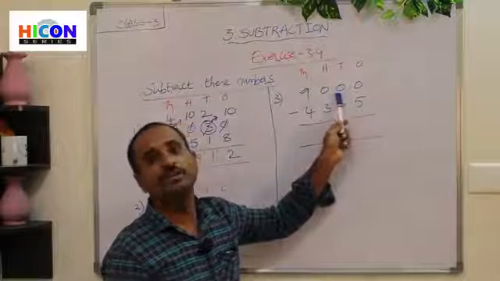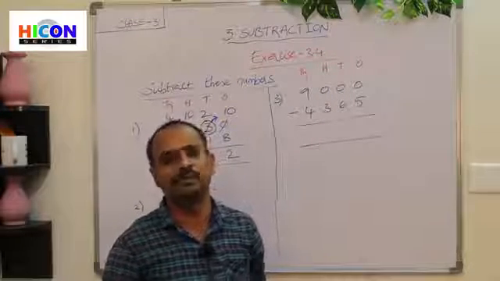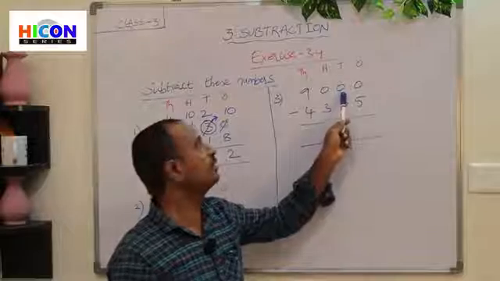How many tens are there? 0 tens. That means there are no tens. Then we cannot borrow from it. So there are no tens. That's why we go to the next place.